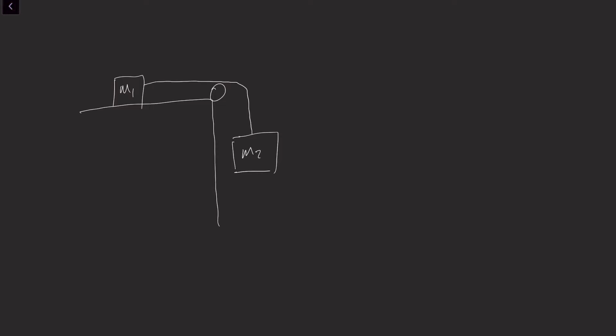So let's start with the most basic pulley problem, which is you have two blocks, M1 and M2, connected by a rope with M2 hanging off the side of a ledge, a wall, a hill, mountain, whatever. So these two blocks are connected.